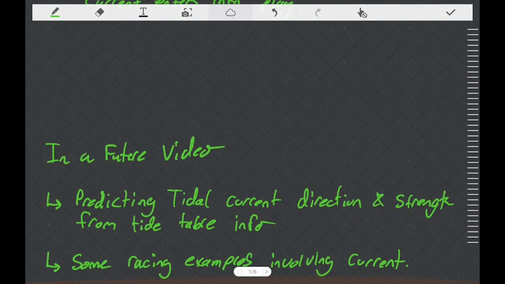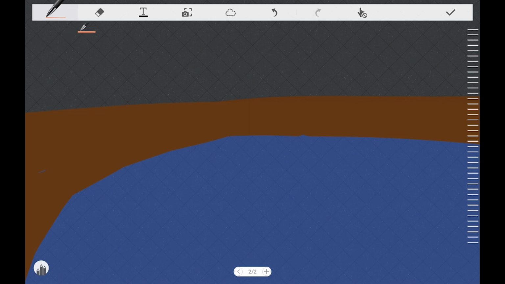And in a future video, we're going to take a stab at predicting tidal current, direction, and strength from the tide tables. And at the end, I'm going to give you some racing strategy examples involving current. So let's get started with our simple model.